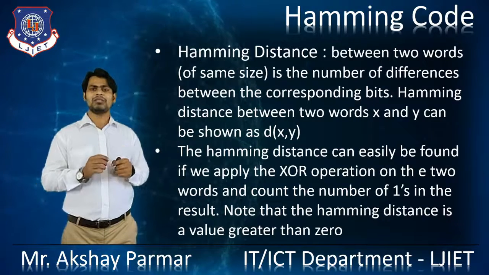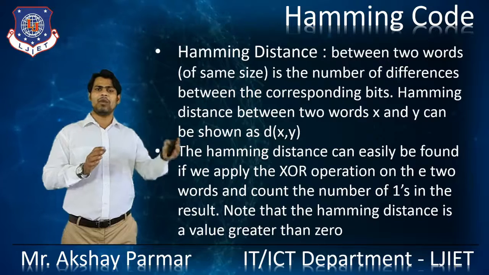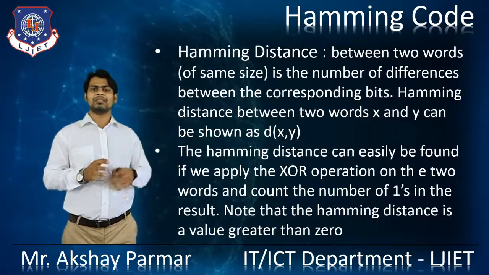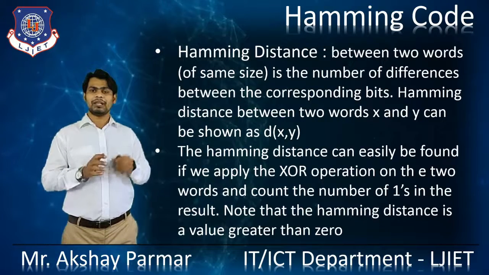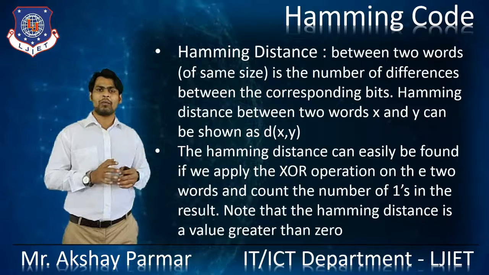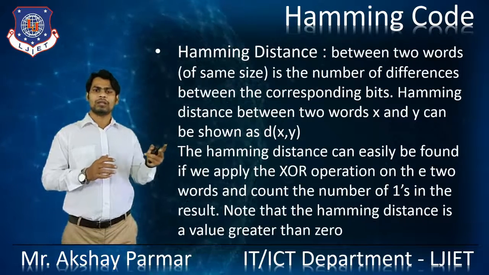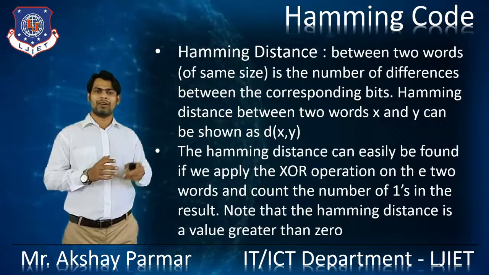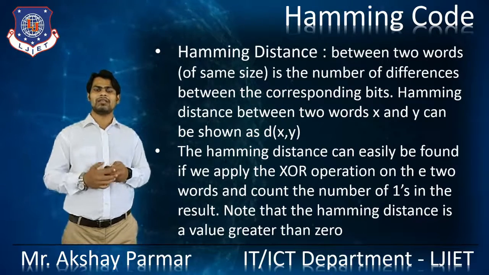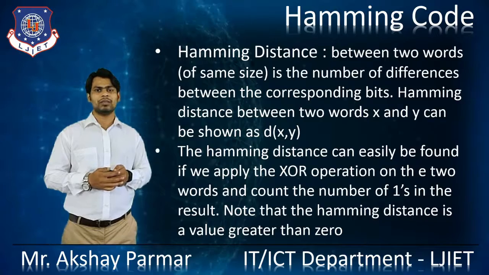The Hamming distance between two words x and y can be shown as d(x, y), the distance between x and y. The Hamming distance can easily be found if we apply the XOR operation on the two words and count the number of ones in the result, right? Note that the Hamming distance is a value greater than 0, right?